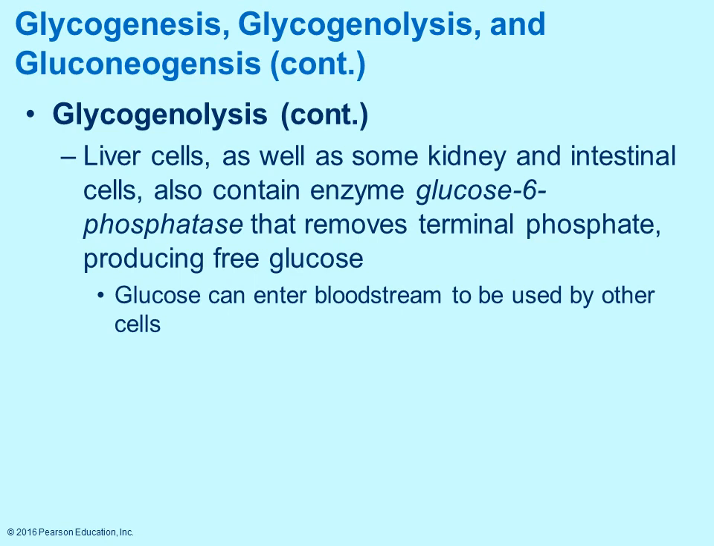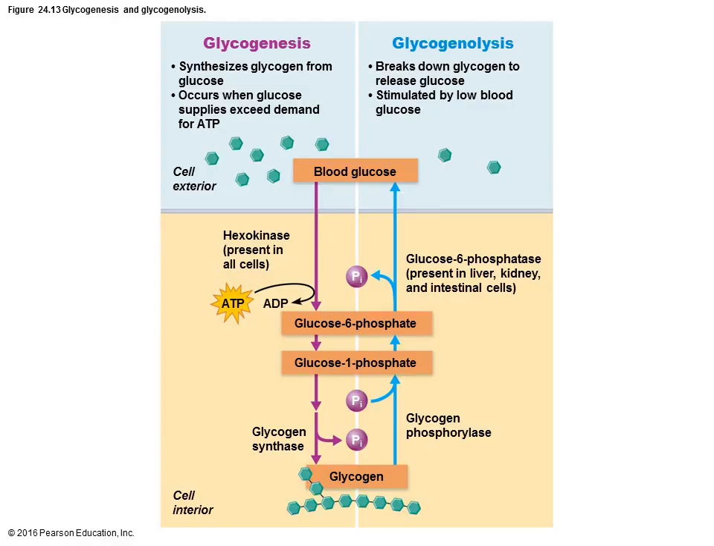So glycogenesis is when you have excess glucose and you take that glucose to help form glycogen. Glycogenolysis is when you have low glucose levels. So now, you take that stored glycogen and break it down, releasing the glucose into the blood to get those blood levels back up. And this shows the relationship between glycogenesis and glycogenolysis.